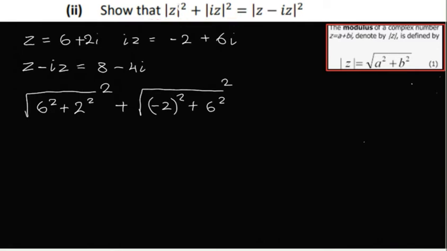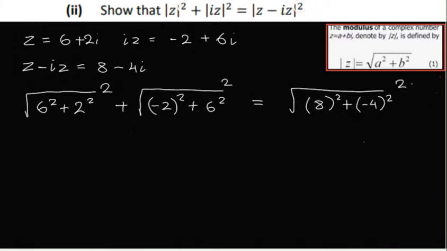Okay, on the other side, let's apply the modulus again. So we put the square root, and then we put the inputs of the real squared plus the imaginary part squared, so 8 squared plus minus 4 squared, and we're going to square that up again. As you can see, there's a square on the right hand side. So let's see what we get, and is it going to work out?